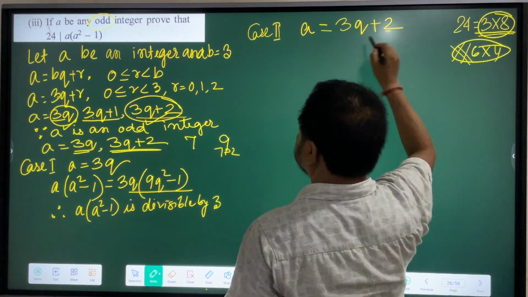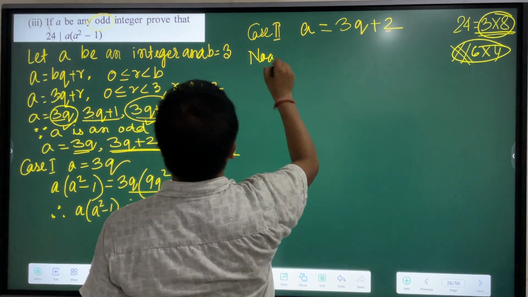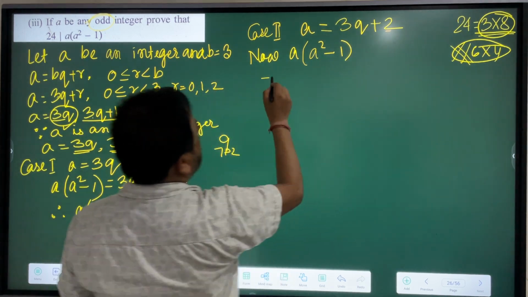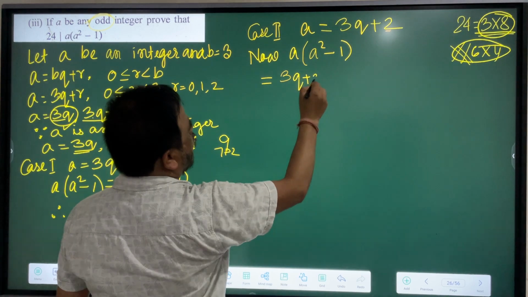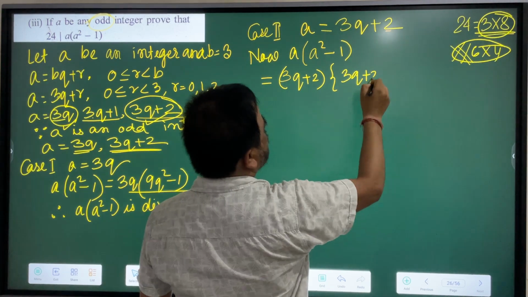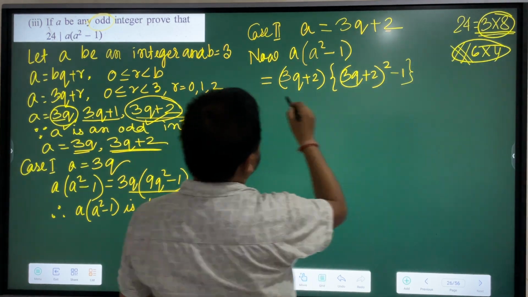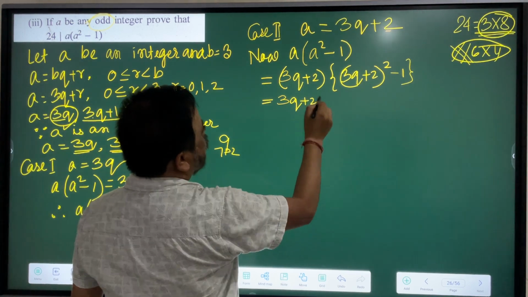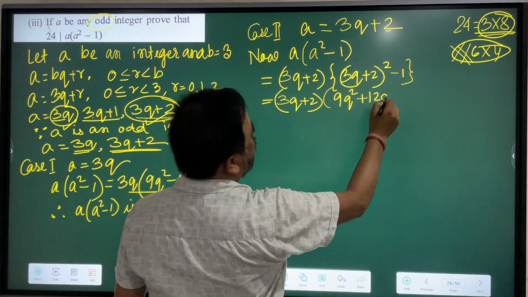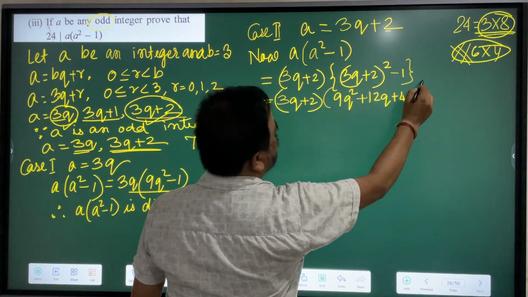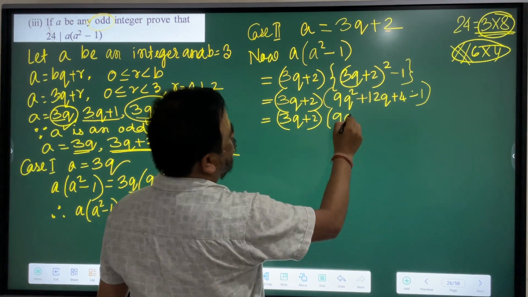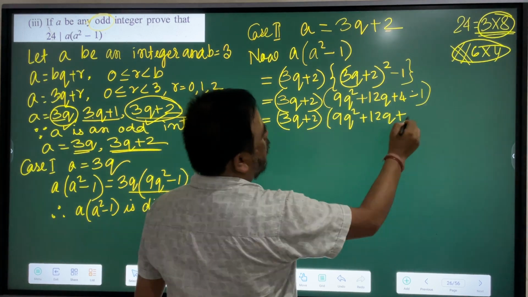Now a into a square minus 1. A means 3q plus 2, so 3q plus 2 into (3q plus 2) whole square minus 1. That is 3q plus 2 into 9q square plus 12q plus 4 minus 1, which is 3q plus 2 into 9q square plus 12q plus 3.